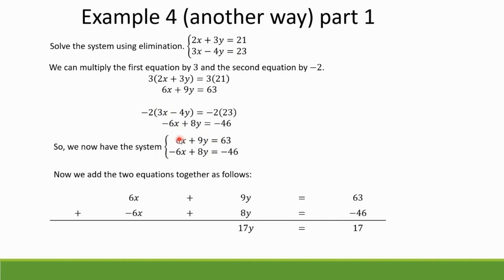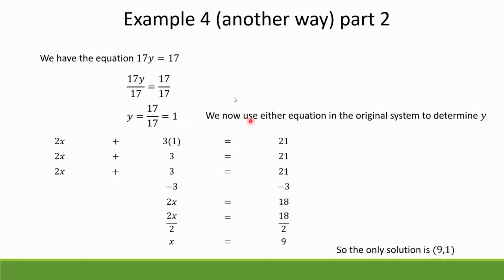So we add them. As I said, the x's are gone. 9y plus 8y is 17y. This equals 63 minus 46, which is 17. So again, we added and we get 17y is 17. Of course, that implies dividing both sides by 17, and you get y equals 1.